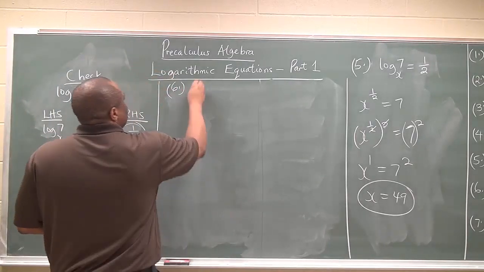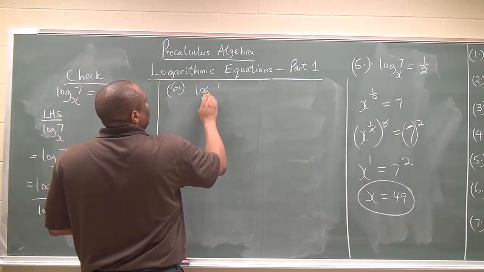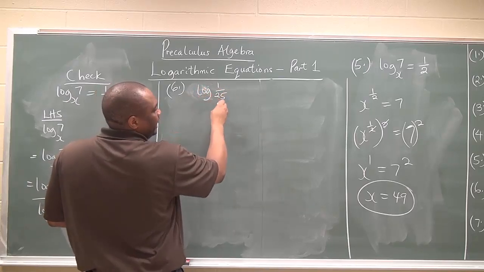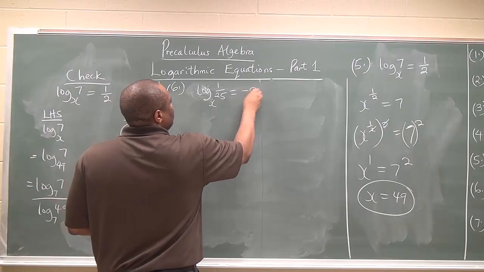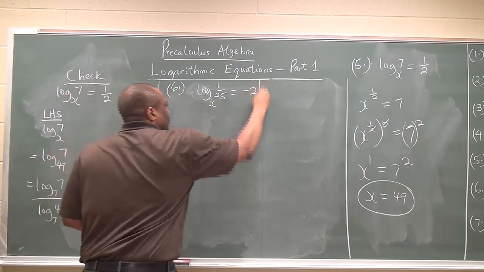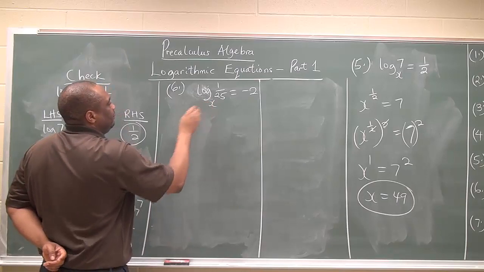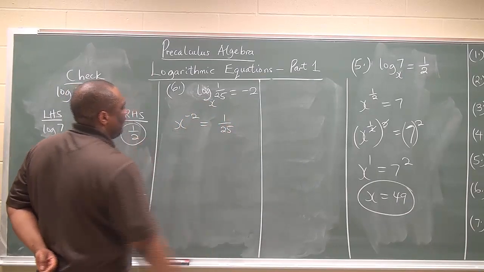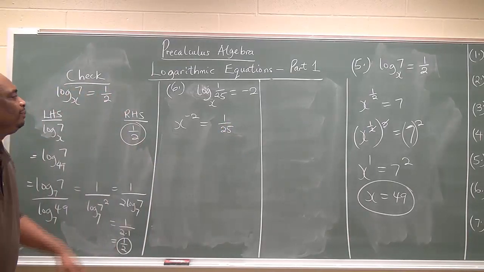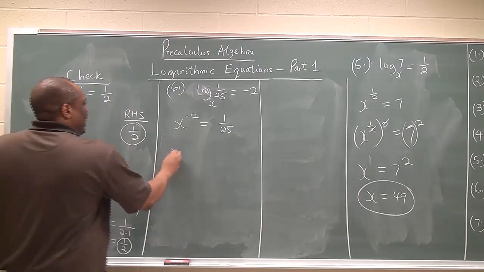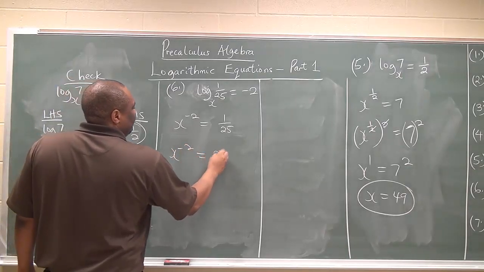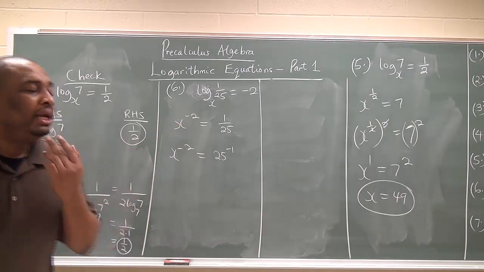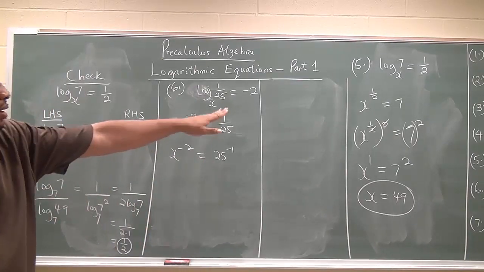So this is log base x of 1 over 25 equal to negative 2. So we have that x exponent negative 2 is equal to 1 over 25. Now, this will be x exponent negative 2 equal to 25 exponent negative 1. Yeah, just leave it like that, negative 1. Okay, here is like what we just did here.